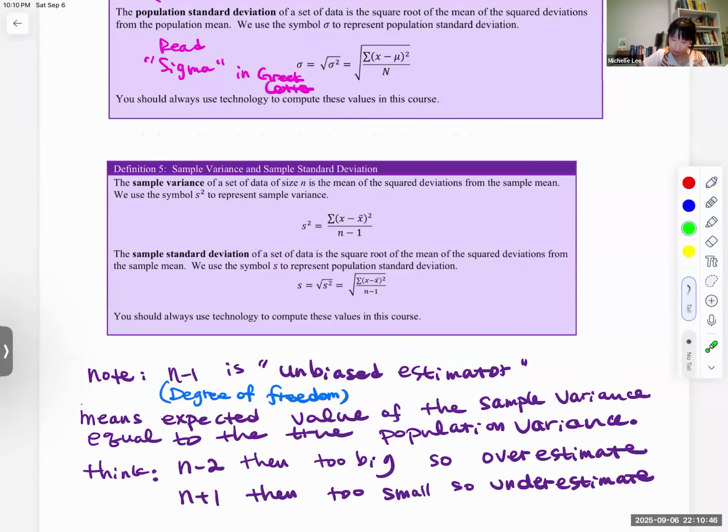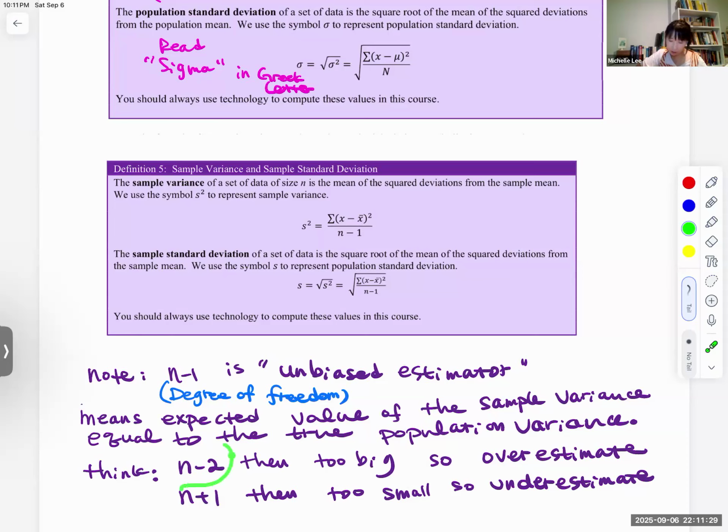Let me write down here. So I wrote down n minus 1, and its name is degrees of freedom. So why are we using n minus 1? They say that n minus 1 gives an unbiased estimator. What does this mean? This means the expected value of the sample variance equals the true population variance. So we want to get the same value as the population variance and population standard deviation, right? That's why we are using n minus 1.